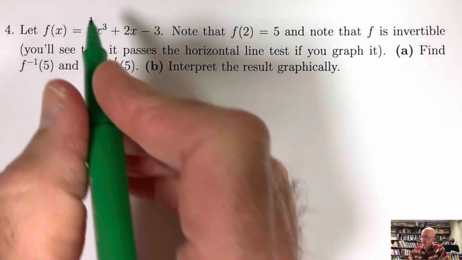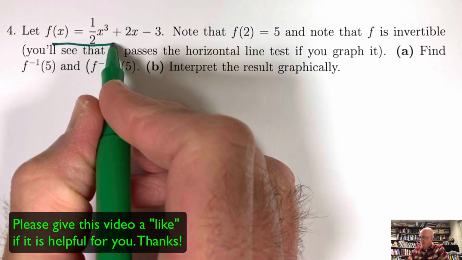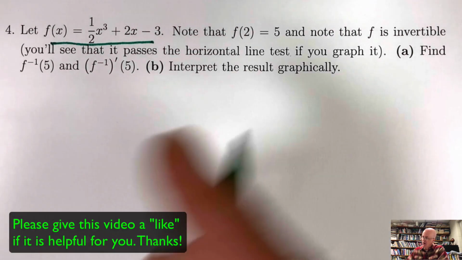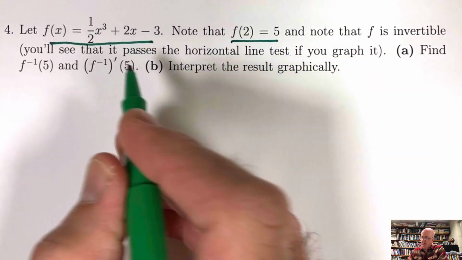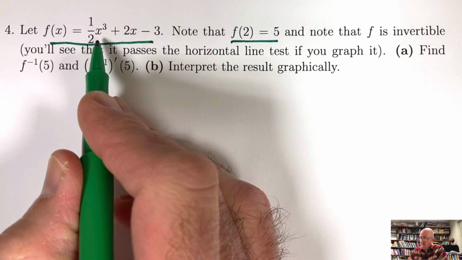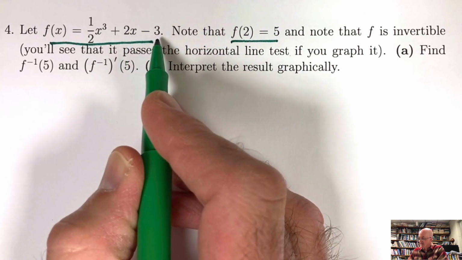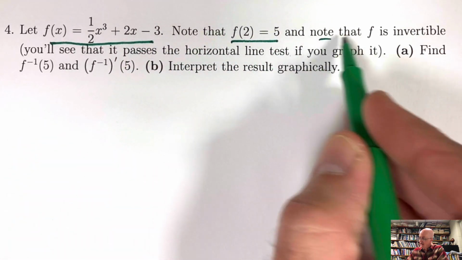Number 4 deals with a particular function, f of x equals 1/2 x cubed plus 2x minus 3. But because it's cubic, it still ends up being kind of abstract. Note that f of 2 does equal 5. If you plug in 2, you'll get 1/2 times 2 cubed is 8. 1/2 times 8 is 4. Plus 2 times 2 is plus another 4 is 8. Minus 3 is 5. Note that f is invertible.